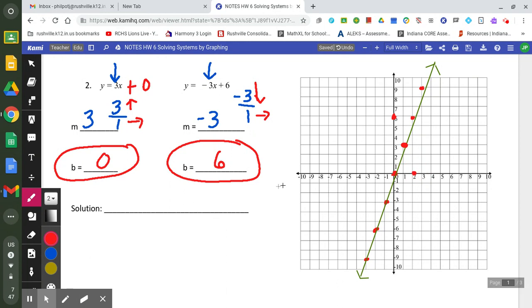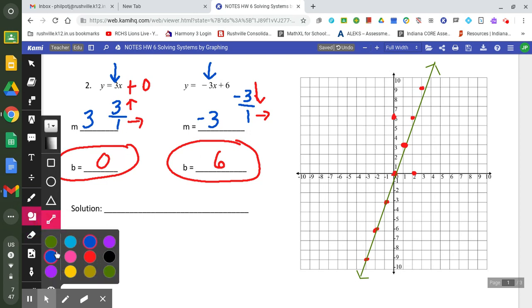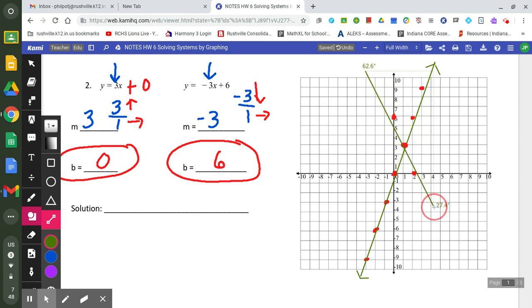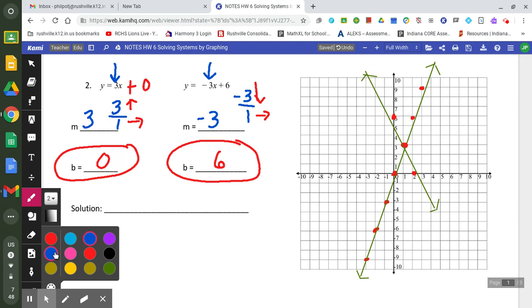And I already know where my lines are going to cross. So I'm going to go ahead and draw that line. And so where the point crosses is the solution, which is right here. So that solution is 1, 3. So ordered pair 1, 3.